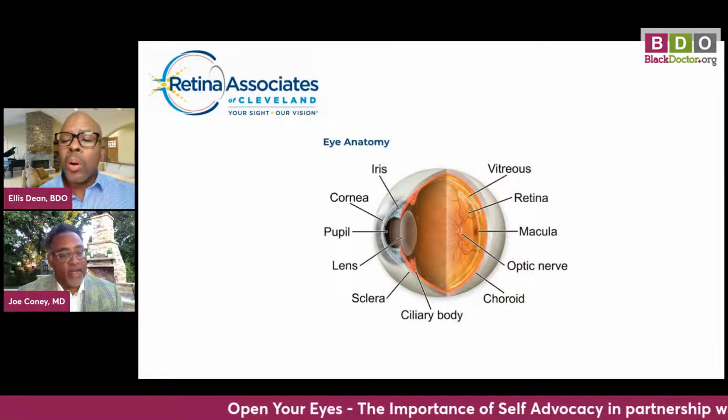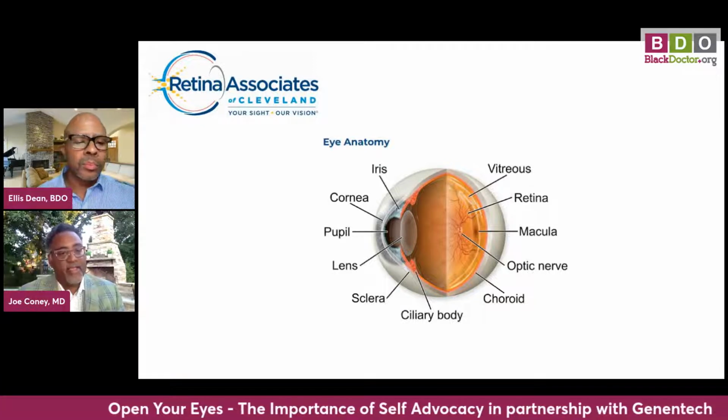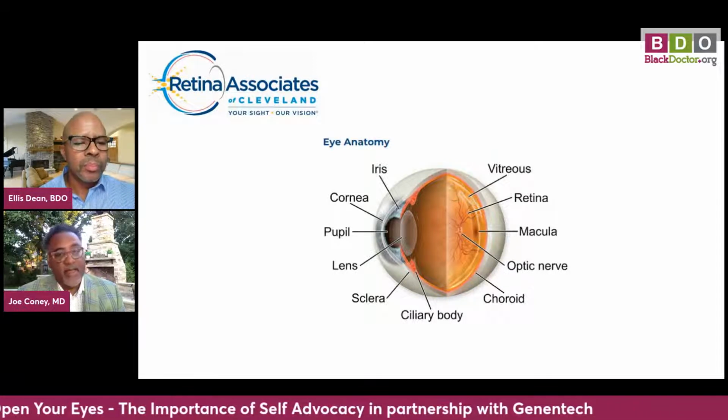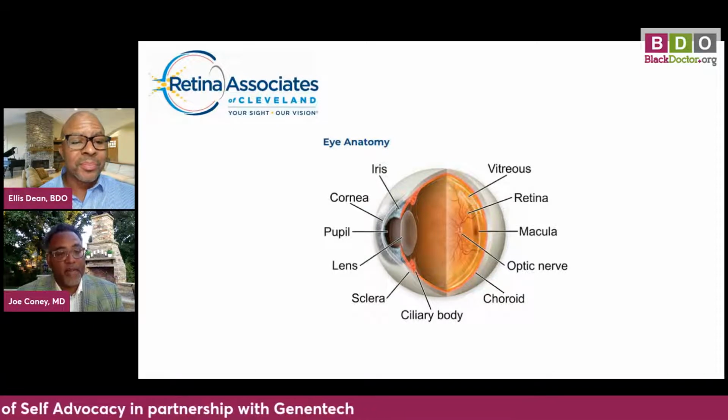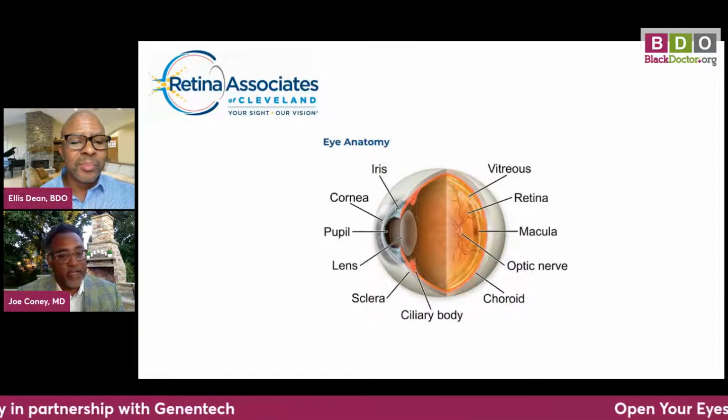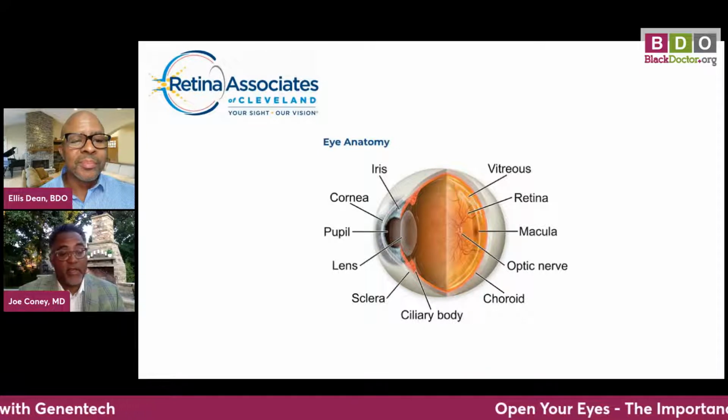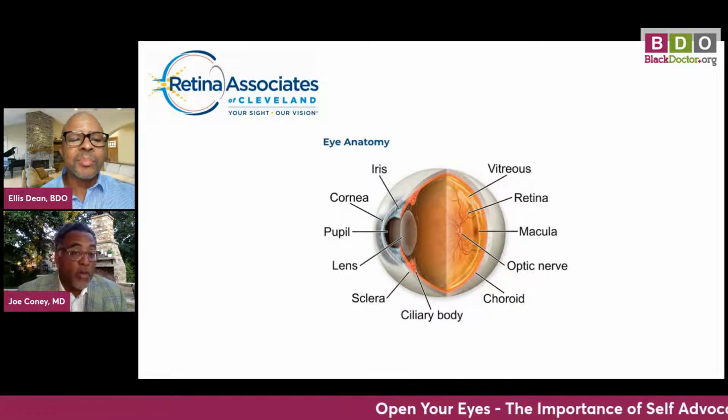That's important for your reading. It's important for your driving. It's also important for your depth perception. And there are many diseases that affect the macula. Most times you have distortion, blurred vision, sometimes double vision, things aren't as clear. You can even get a hole in your macula as well.